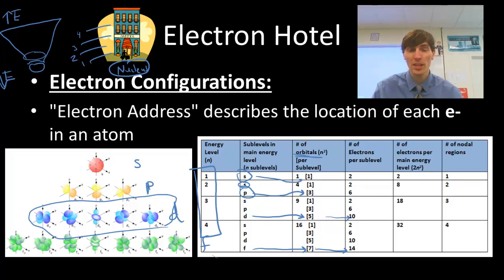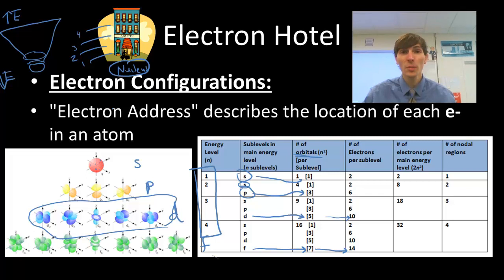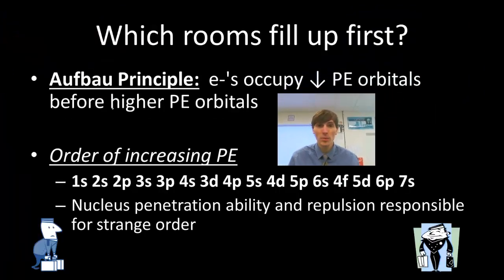Electrons will go there first, and then they'll go to the higher energy, kind of more crazy upper levels of this electron hotel. So what we're going to do is use some rules to determine the electron configuration. So which rooms fill up first? Which orbitals or energy levels fill up first? The first principle we need to look at is something called the Aufbau Principle.